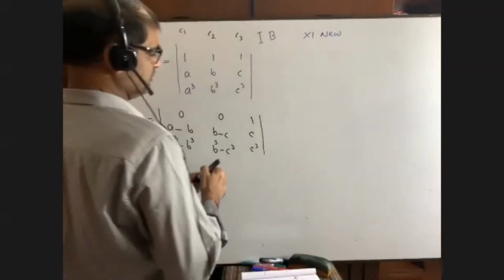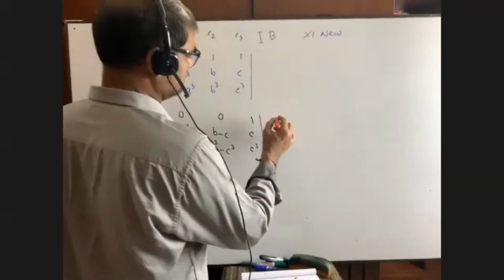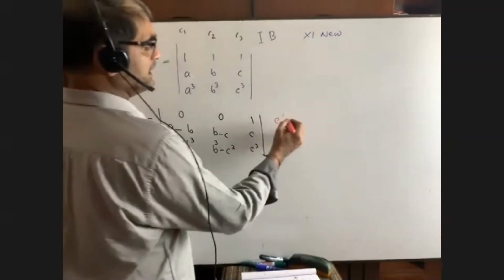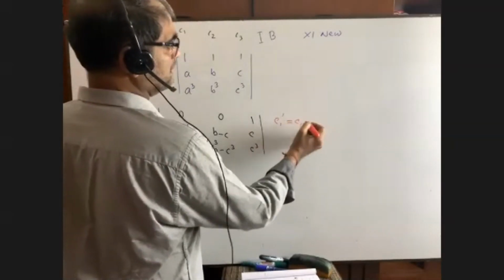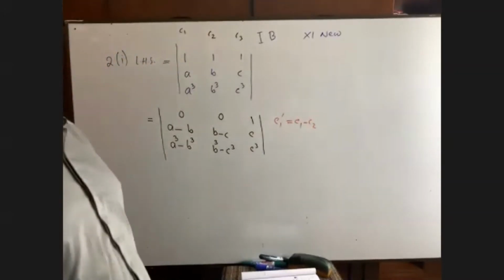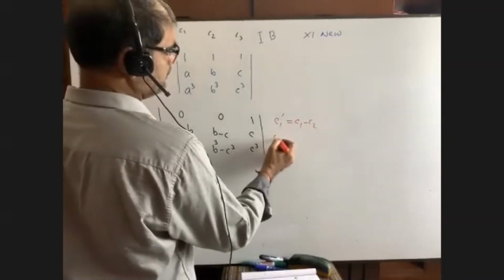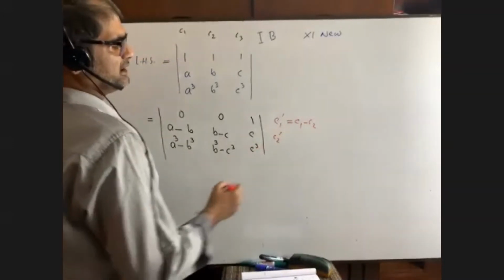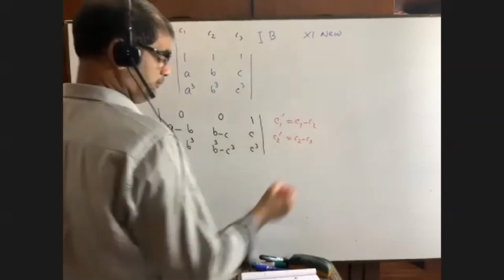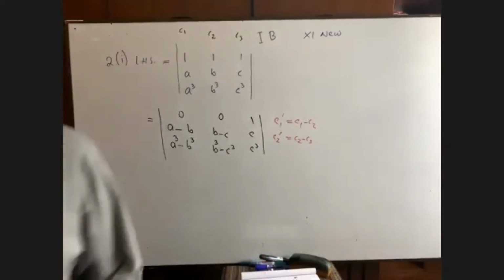The operation is, you see, this new column 1 has been obtained by subtracting the second column from the first column, as well as column 2 has been obtained by subtracting column 3 from column 2. Column 2 minus column 3. I think you have got it right. Yes, sir.